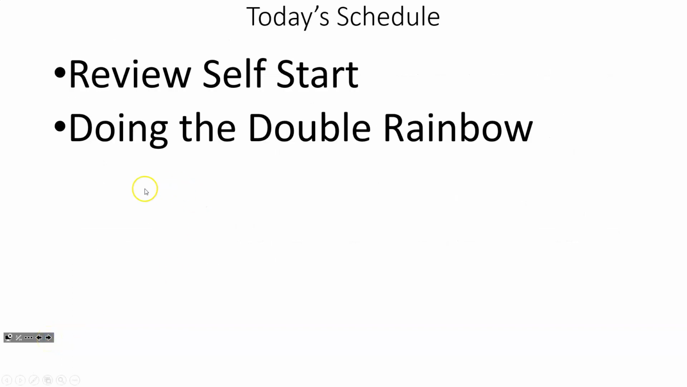So we've done the self-start today. We're going to work on doing the double rainbow. This one is an interesting topic because you've done this type of stuff before, but now we're going to start including variables with it and integers.